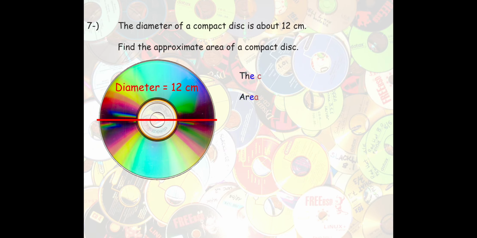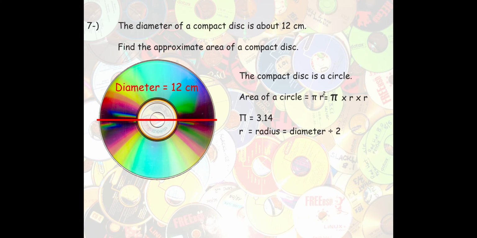We know that the area of a circle is pi r squared, which is pi times r squared, and here we're given the diameter. Pi is 3.14, so the radius is diameter divided by 2, and so the radius is 6 centimeters. And now the area is pi, which is 3.14, multiplied by 6 squared, which will give me 113.04 centimeters squared.